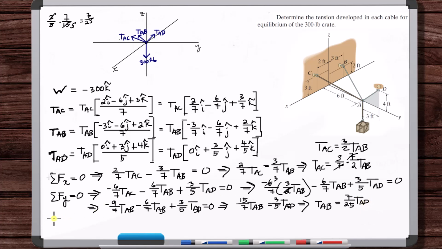Okay, so now let's sum the forces in the Z. So we've got minus 300 plus 3/7 TAC plus 2/7 TAB plus four-fifths TAD is equal to 0.